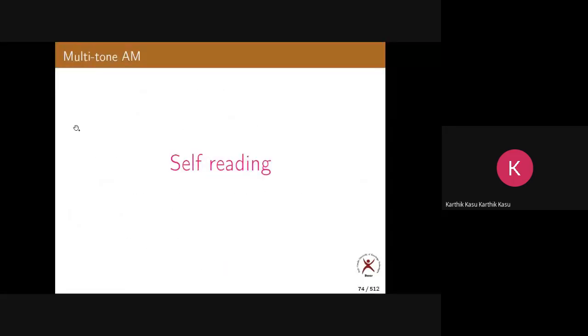If you take only one cos function, it is called single tone AM. If you take more than one, it is called multi-tone AM. So you work out this by taking more than one cos function in m of t. Let us see what will happen. That is for your self-reading. You must read this on your own. Will you read it or not?